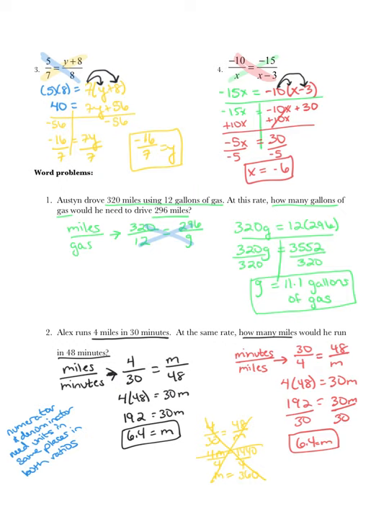Follow the blue. The numerator and denominator need units in the same places in both ratios. But you choose which one you want to do. Okay, and that wraps up day 1.